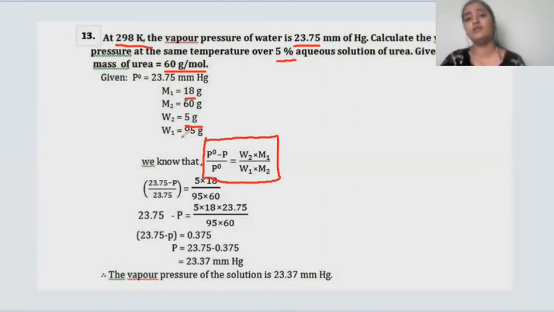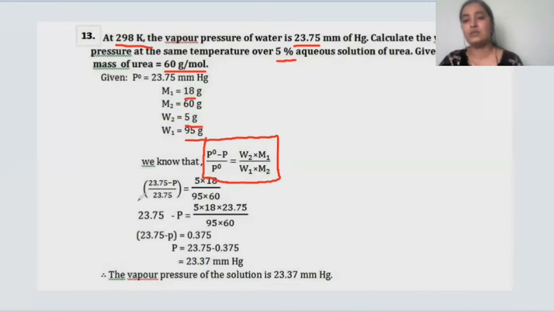Then what is the weight of the solvent here? If there is 5% urea, then in 100% solution the remaining amount will be the solvent, that is 95%. So 95% water is present here, that is, the mass of the water will be 95 gram. And here we are going to use the relative lowering of vapor pressure formula, that is P naught minus P divided by P naught is equal to W2 into M1 divided by W1 into M2.